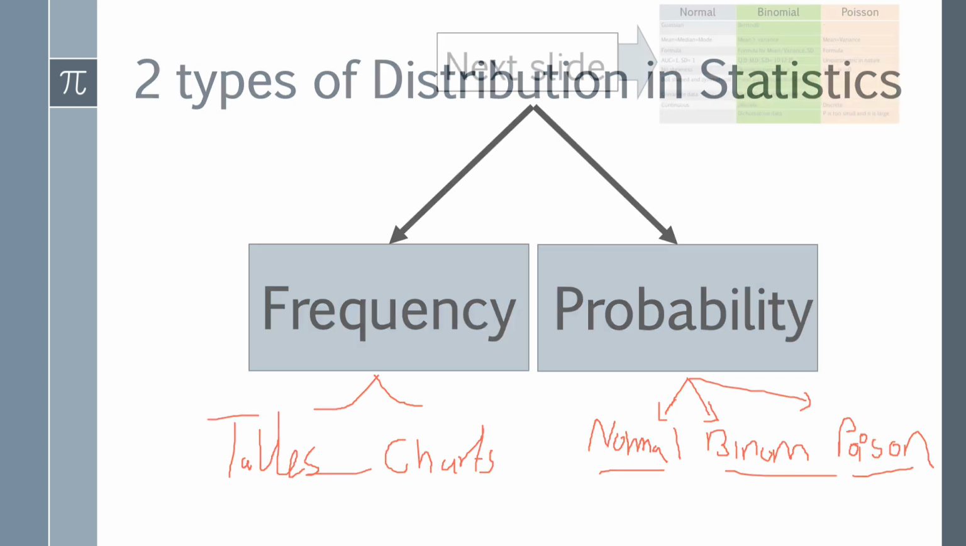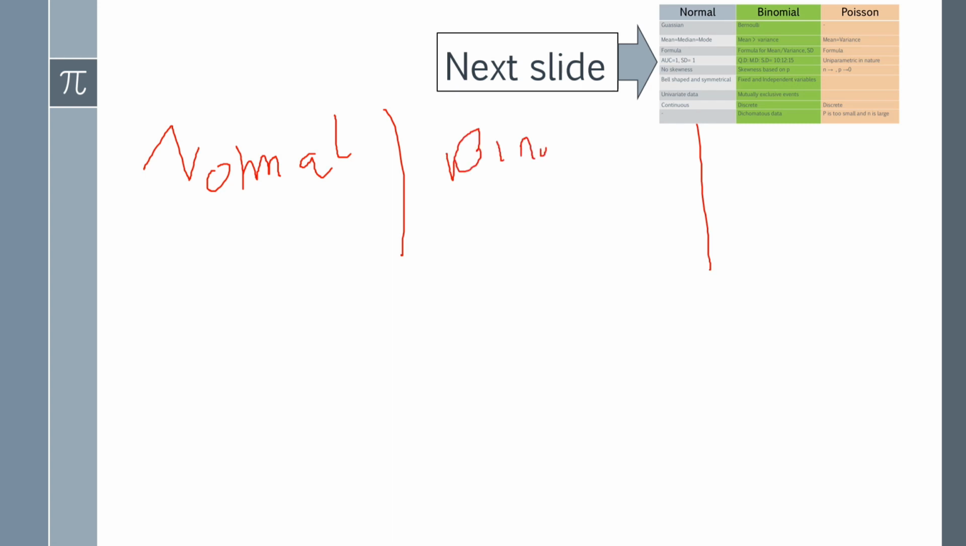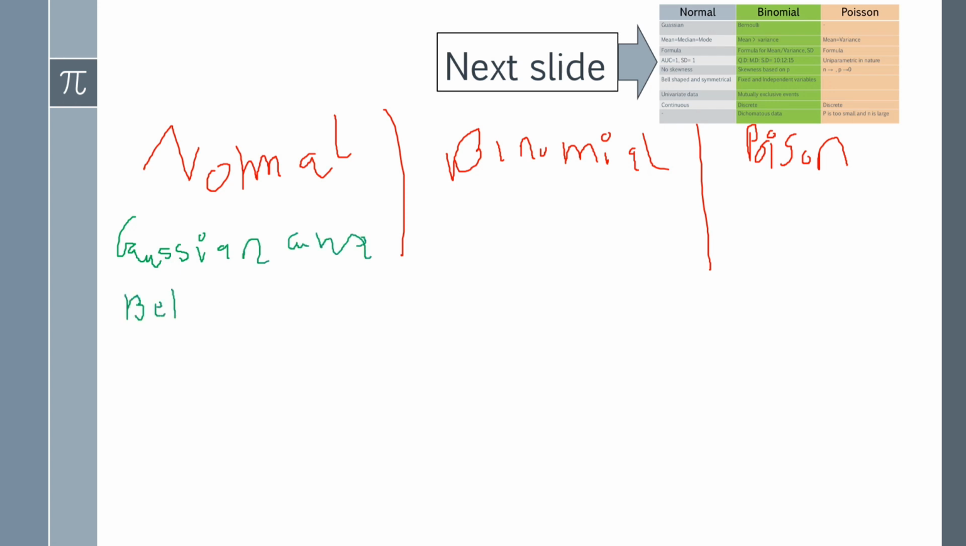Let's have a differentiating view. So firstly, there is normal, then there is binomial, and then there is Poisson's. In normal distribution, a Gaussian curve is formed. Now, what is this Gaussian curve? It is basically a bell-shaped curve, like this. So this is a Gaussian curve in which there is a bell shape.